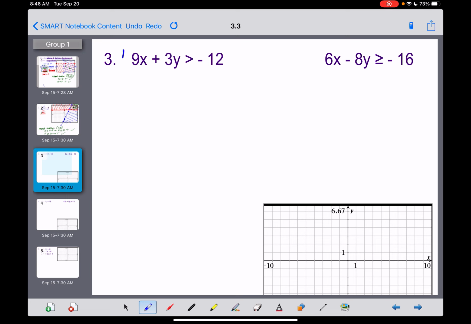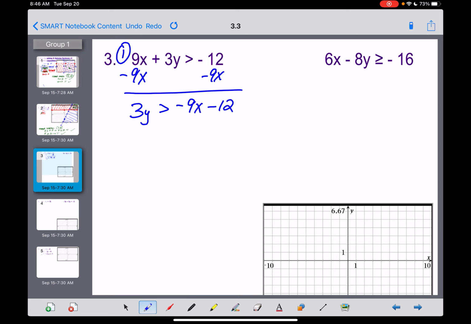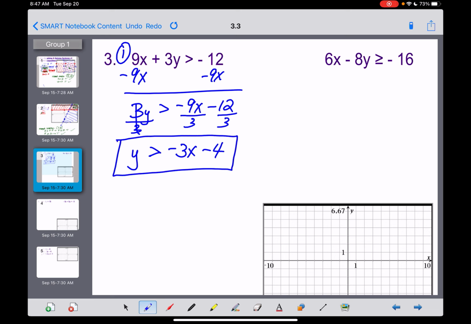In the first inequality right here, we want to solve this for y. So we're going to subtract a 9x from each side. And that's going to leave us with 3y is greater than, and I think we'd prefer that as negative 9x minus 12. Then we're going to divide every term by 3. And when we're dividing in an inequality by a positive number, nothing weird happens. This is pretty straightforward. We're going to end up with y is greater than, let's see, negative 9 divided by 3 is negative 3x, and then negative 12 divided by 3 is minus 4. So here is my first inequality now solved for y.